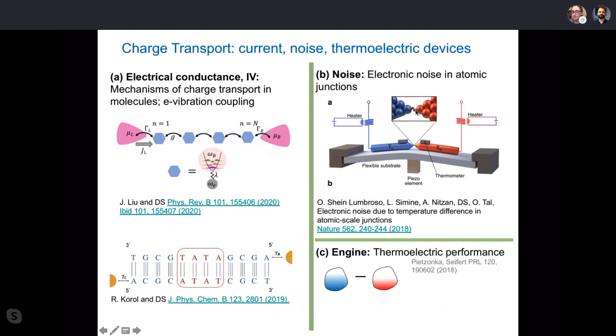Again, two gold electrodes, and in between them a small molecule, and they apply a temperature difference, as you can see from the color scheme, and measure the resulting electronic noise. And we assisted in the theoretical description.